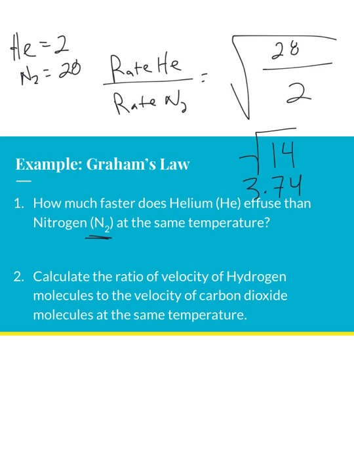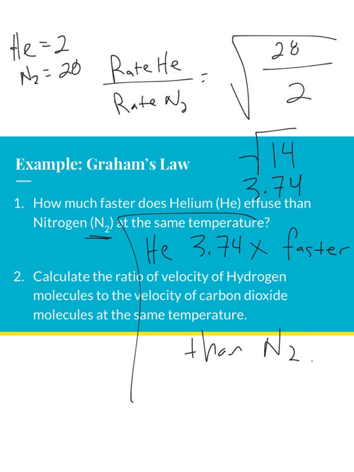So what I know then is that helium effuses 3.74 times faster than nitrogen. All right, so helium diffuses, or effuses, 3.74 times faster. So I'm going to erase that so that we can do the next problem.